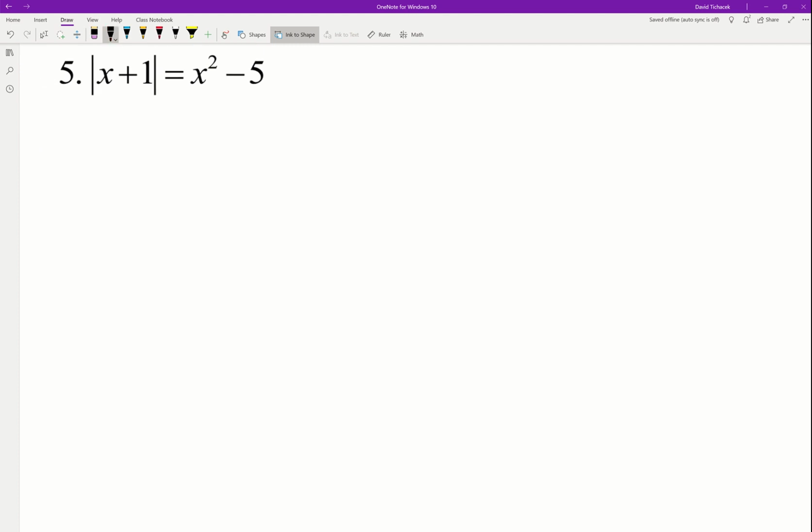We're going to interpret the absolute value as the distance away from 0, okay? And so if we do that here, we have our number line. And here is 0. And again, how we interpret this is in the following way. We're taking the absolute value of this number right here, x plus 1, and we're saying that it is this many steps away from 0. So we are a number of steps away from 0 equal to x squared minus 5 steps away from 0.